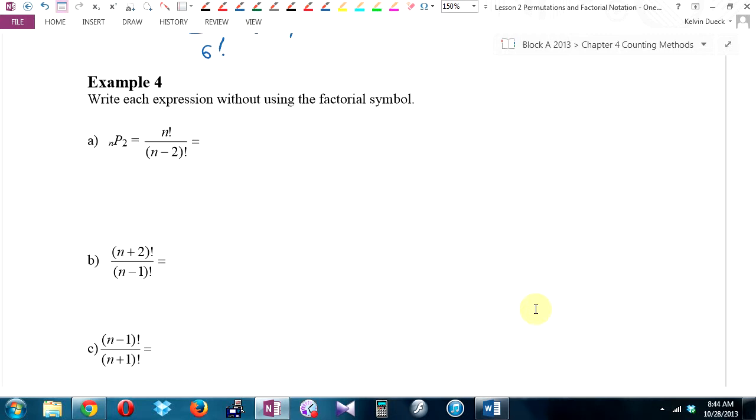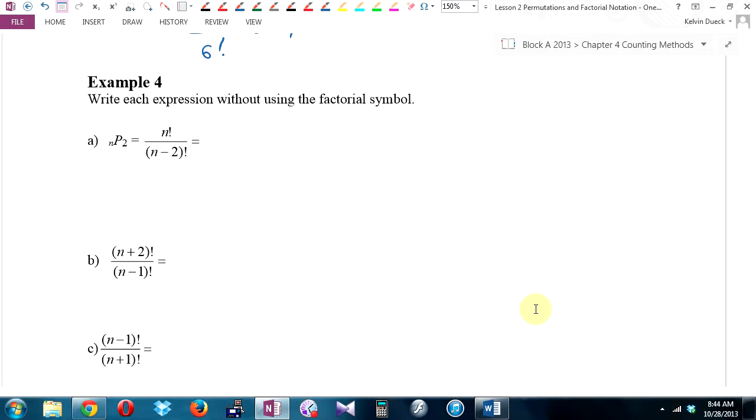Algebraic simplification. What you need to realize is that the factorial, the exclamation mark, means 1 less times 1 less times 1 less, and so on. I'm going to give you a trick to simplifying these. For example, it says write each expression without using the factorial symbol. The first one I gave you was nPr with r = 2, which means the first thing factorial divided by the first thing minus the second thing factorial. It means n factorial over n minus 2 factorial.